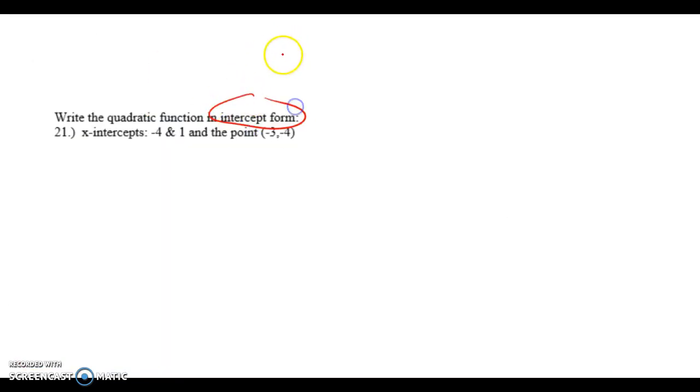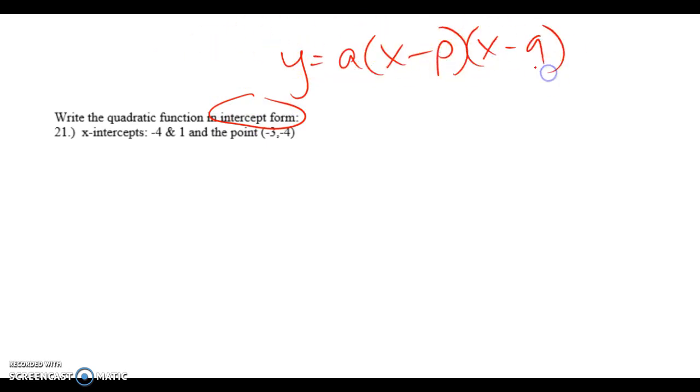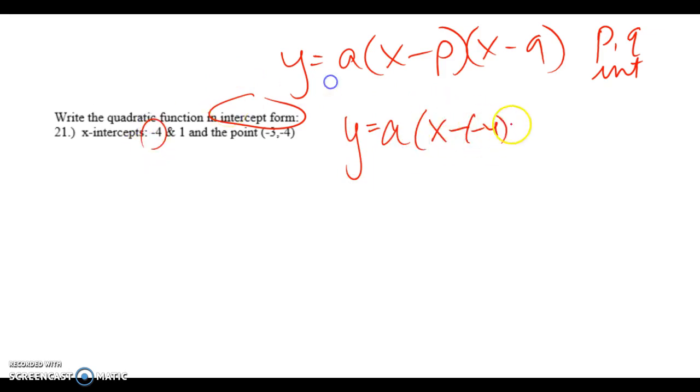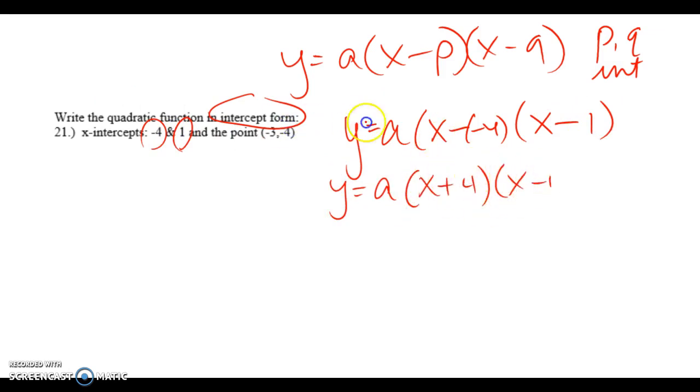Now, intercept form, y equals a, x minus p, x minus q, where p and q are the intercepts, right? These problems, again, weren't meant to be anything too terrible. I'm going to plug in x minus my first intercept, -4. x minus my second intercept, 1. So right now it's y equals a, x plus 4, x minus 1. The additional point I will plug in only to solve for a.